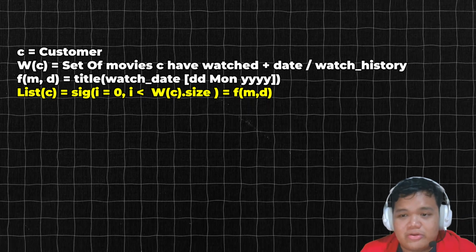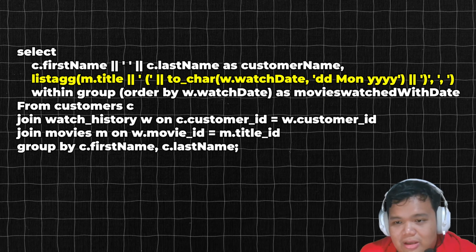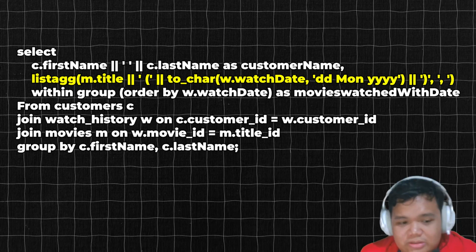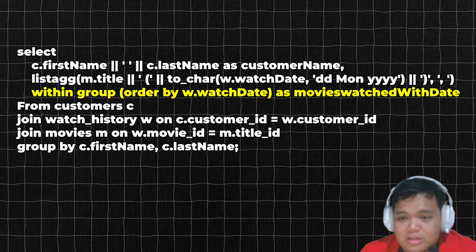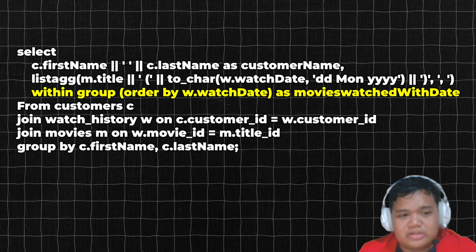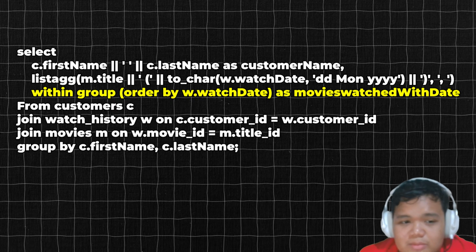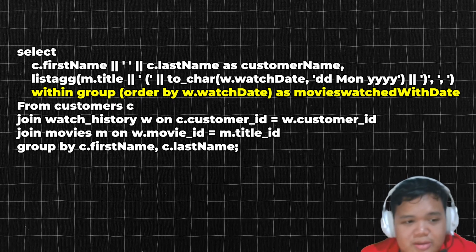If we translate it to SQL, it's going to be just like in my code: the LISTAGG with the function with the parameters of the movie and also the date, within the group, and it is going to be ordered by some parameter, which in this case is the watch date, and it is going to be named movies watched with date as the alias subquery.